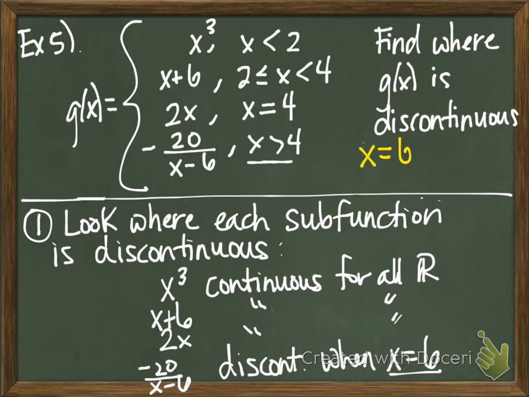Alright, now the next thing that we want to check is all the places that we piece together these functions, all the boundary points, because that's the other potential area where we might have a discontinuity. So let's look at one of the first boundary points. The first place I see this happening is at 2. It's a boundary between the top two functions.